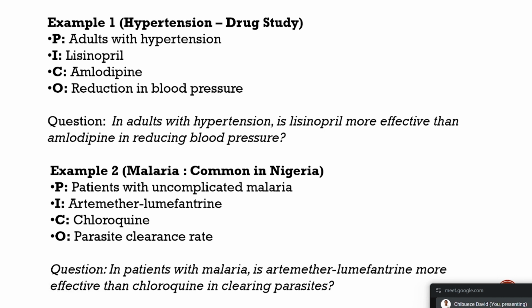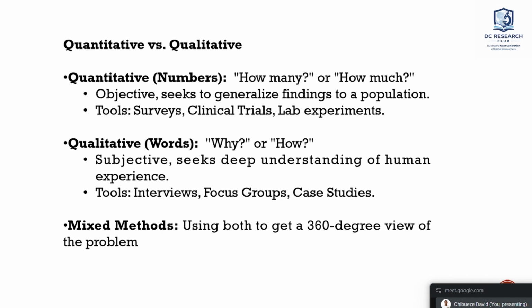So when you first use the PICO framework for your research design, you are able to pinpoint what you are going to be working with. Are you going to collect numbers? Are you going to collect experiences? Are you going to do the two at the same time? You get it. So let's look at some of the types of study design.